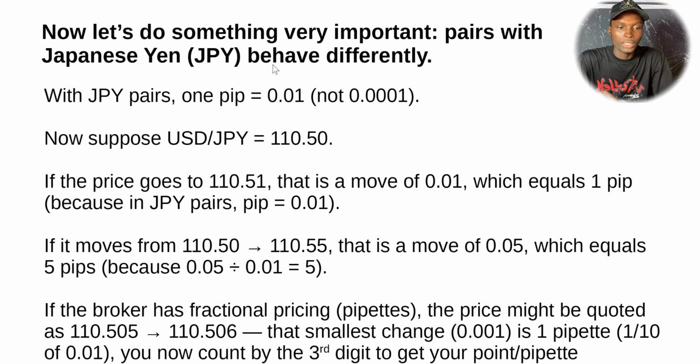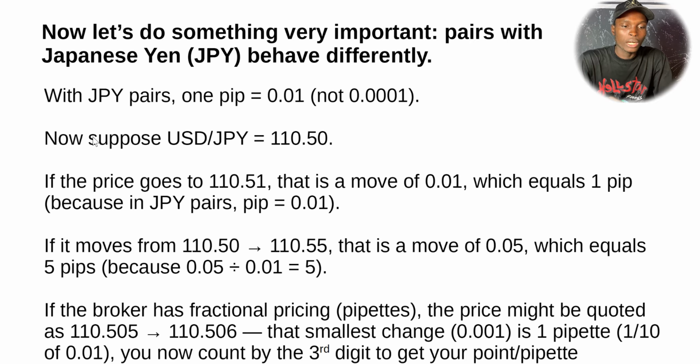Now let's do something very important. Pairs with Japanese yen, JPY, actually behave slightly differently. With Japanese yen, 1 pip is not equivalent to 0.0001, or to 0.001. It is 0.01. You can just take it like this: 1 pip in Japanese yen carrying currencies is not expressed to 4 decimal places. It's expressed to 2 decimal places, which means after your decimal, you count the digits 1, 2. For USD carrying currencies, you count 1, 2, 3, 4.